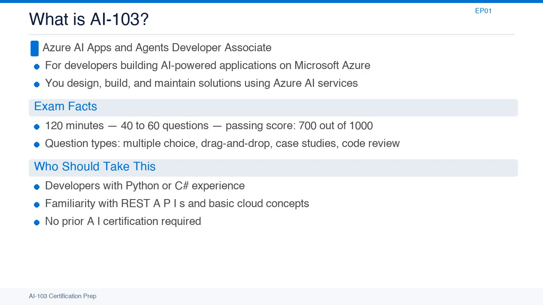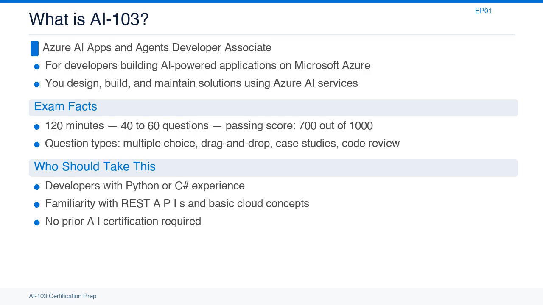The AI-103 exam, officially called Azure AI Apps and Agents Developer Associate, is designed for developers who build intelligent applications on the Azure platform. This is not a beginner exam. Microsoft expects you to understand not just individual AI services, but how to architect complete solutions using them together. You will have 120 minutes to answer between 40 and 60 questions. The passing score is 700 out of 1,000.